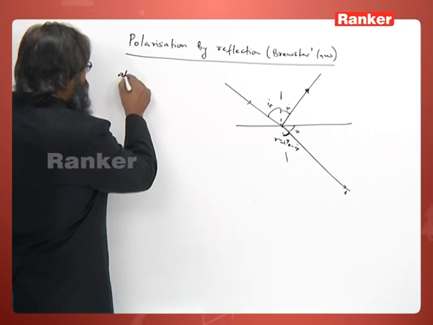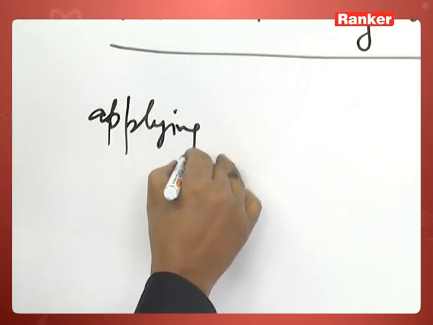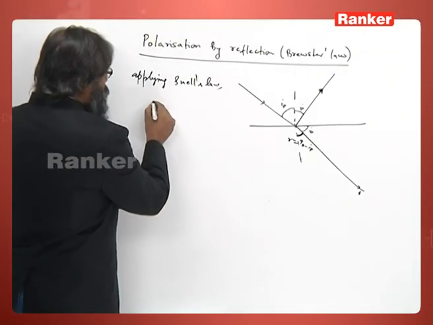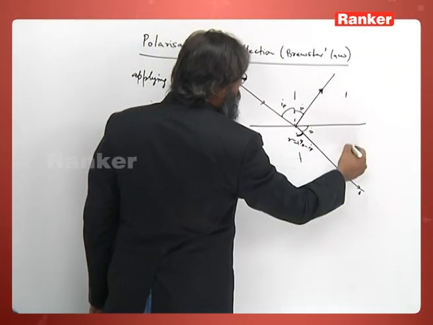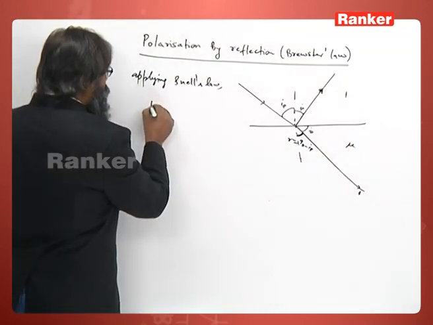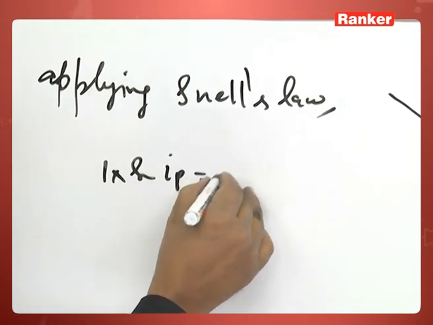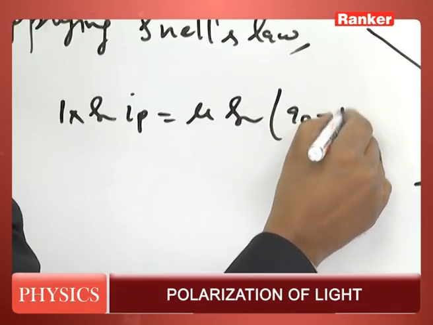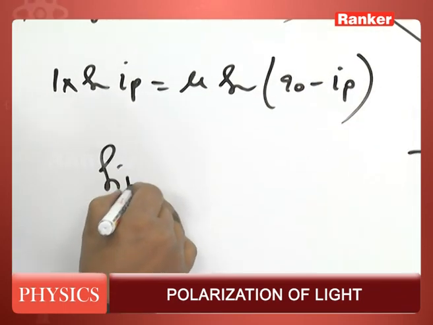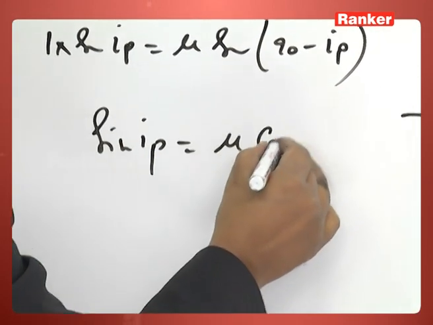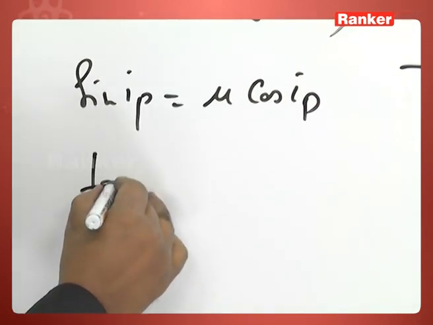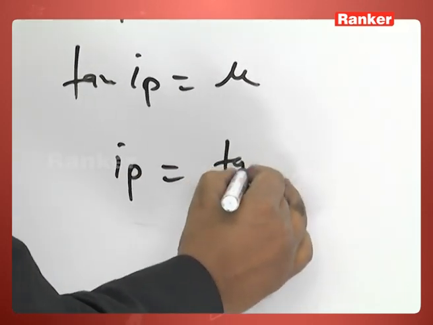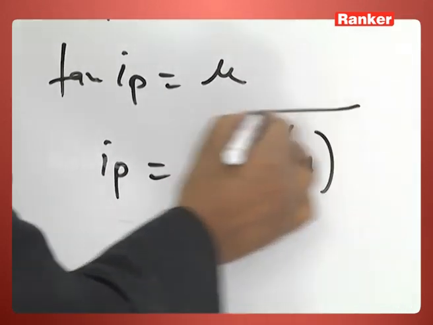Now applying Snell's law. Suppose this is air, and this medium has refractive index mu. So 1 into sine IP is equal to mu, the refractive index of this medium, into sine of 90 minus IP. So we have sine IP is equal to mu cos IP, that is, tan IP is equal to mu. So the polarizing angle is given by tan inverse mu.